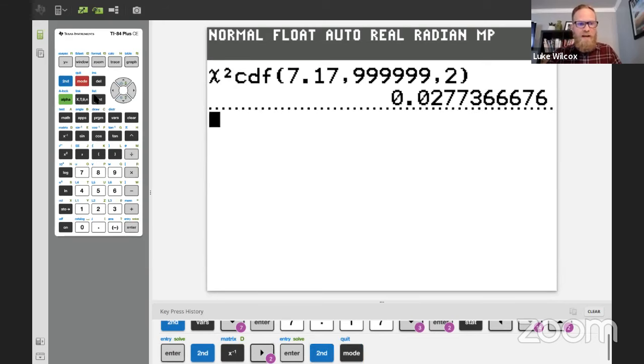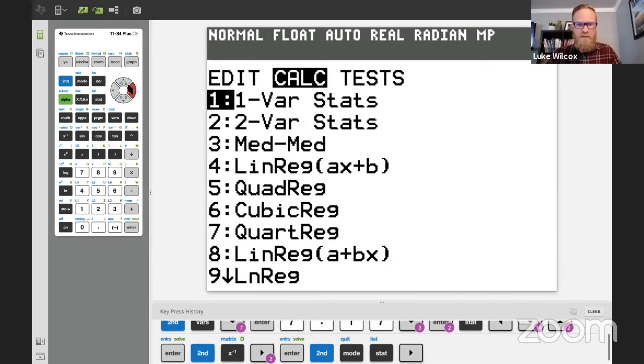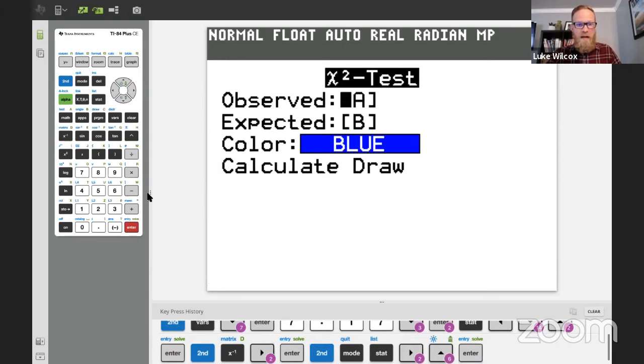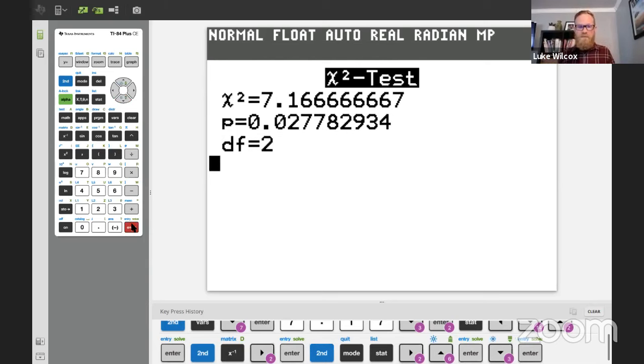Then you could go back and actually perform your chi-squared test. So I'm going to go back to tests. I'm going to find the chi-squared test. And I've put the observed values in matrix A. Now you'll notice I didn't put anything in matrix B. You do not have to calculate your expected values. You only have to put in your observed values. And then you hit calculate. And sure enough, you get the chi-squared test statistic, which matches with what we got by hand, and the p-value, along with the degrees of freedom.